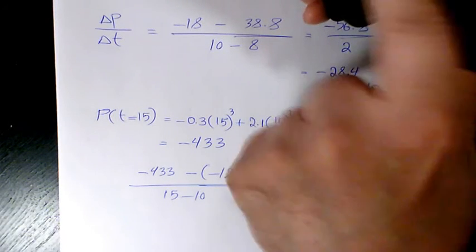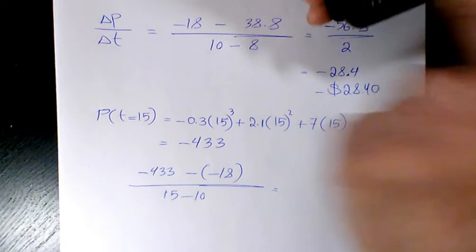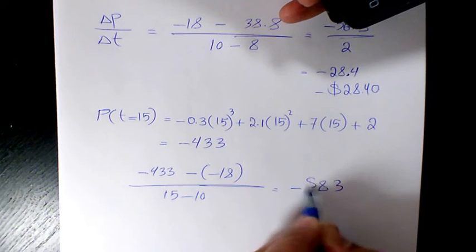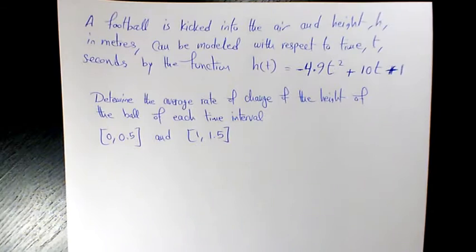So negative 433 plus 18, divided by 5, is going to be negative 83, or negative $83. So $83 down every year on average. So that's how we deal with average rate of change. Now let's take a look at the next example.